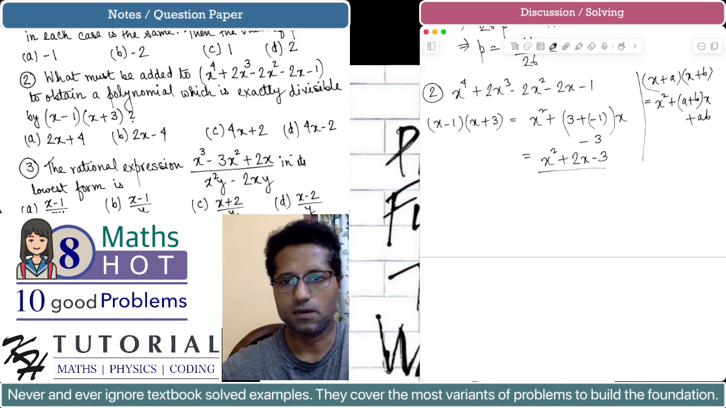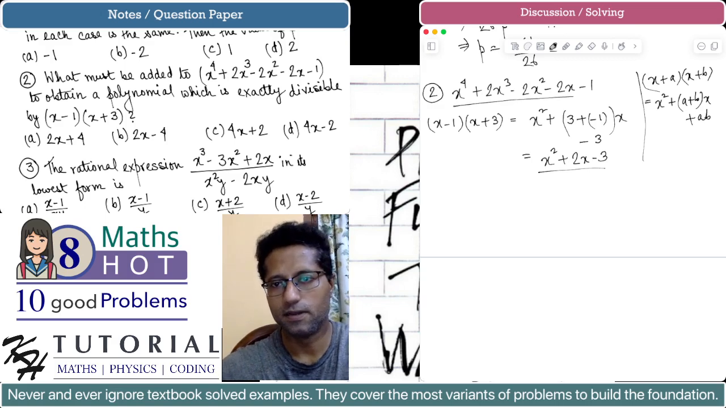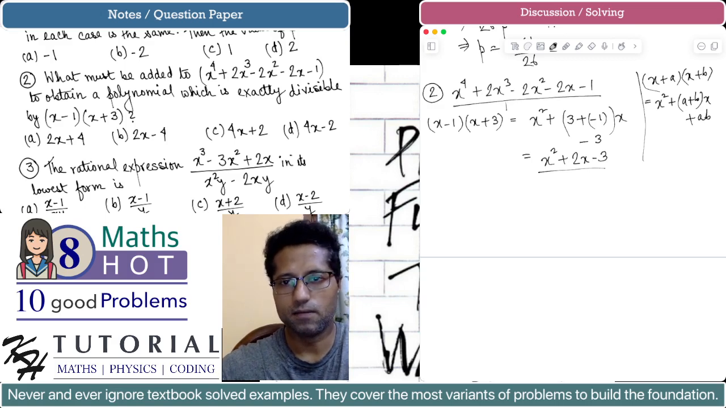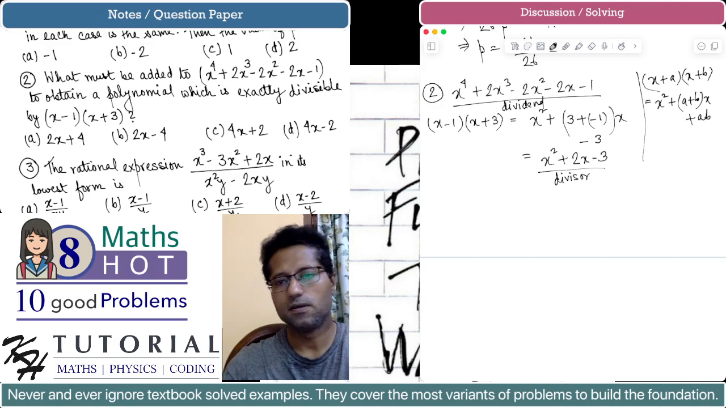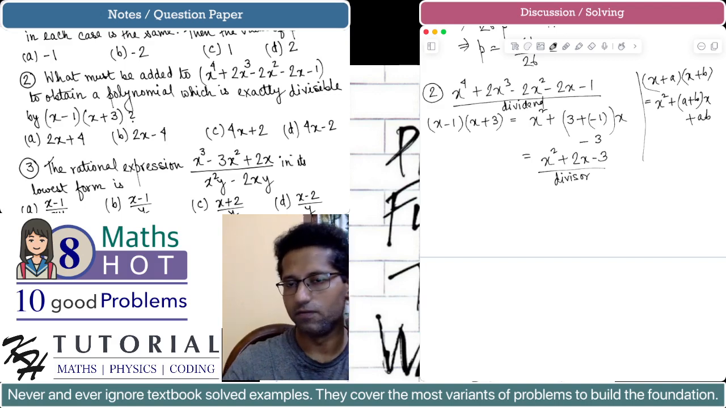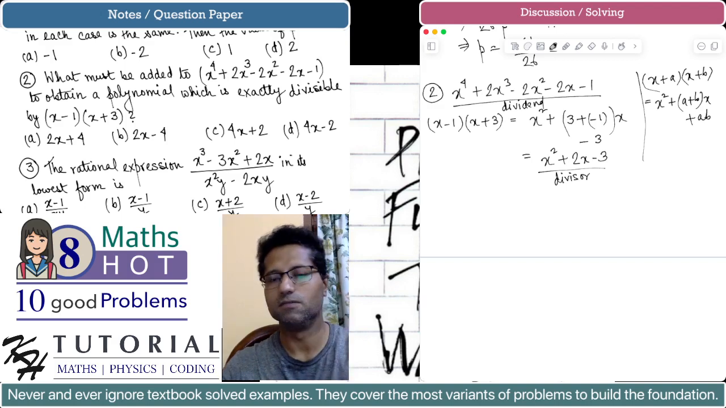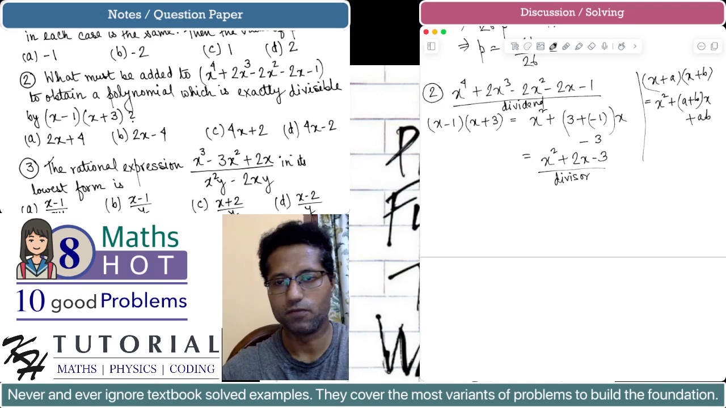Now, let's see here. Let's do long division. So this is the dividend, and this is the divisor. Definitely, it will not divide exactly. We will have some remainder, and seeing the remainder, we might be able to figure out what can be added so that it gets exactly divisible by x square plus 2x minus 3. So we have to perform the long division method.